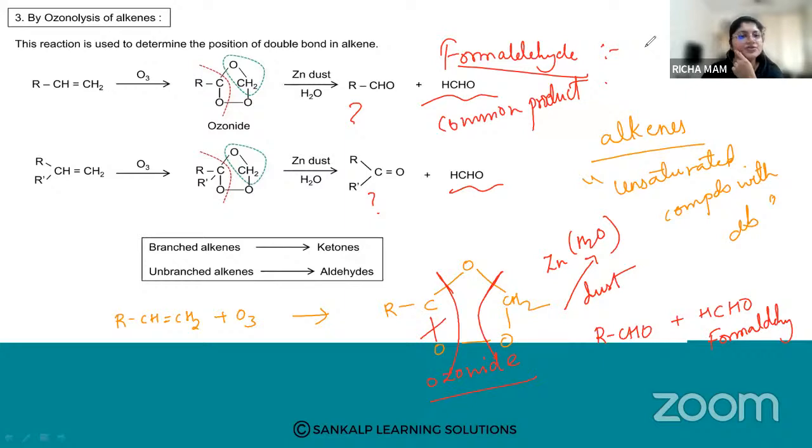So what we are going to do, we are going to take an alkene. We are going to add an O3 molecule across the double bond. So what will happen? Here one oxygen and here oxygen like this. So the bond is broken here and here, and we are going to get RCHO and we are going to get another CHO. So this is the product obtained when we are doing ozonolysis.